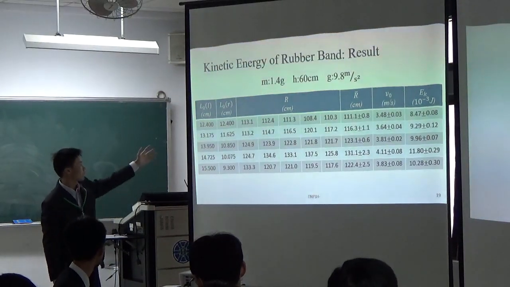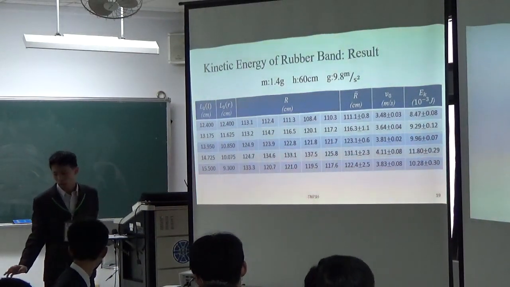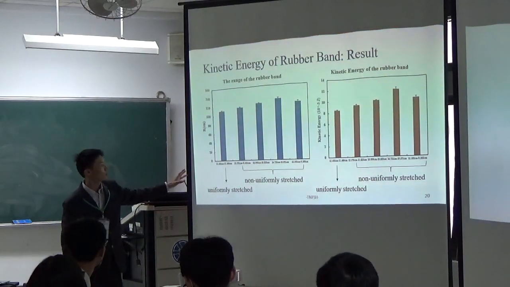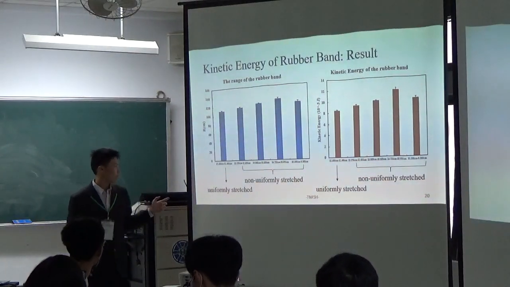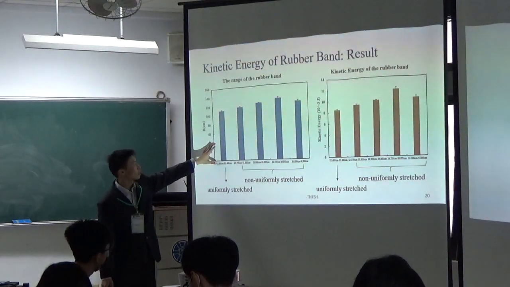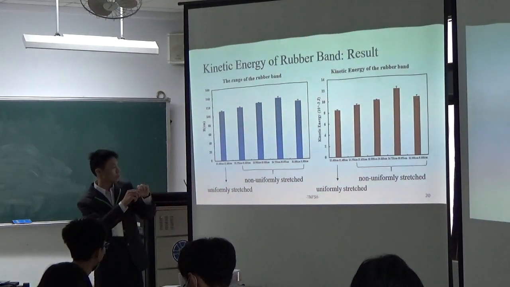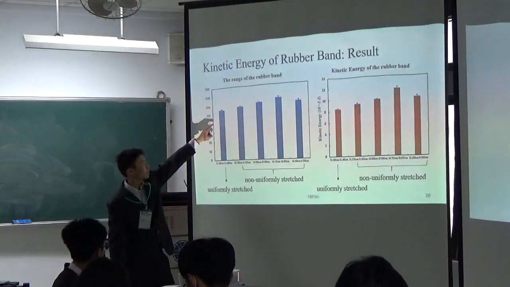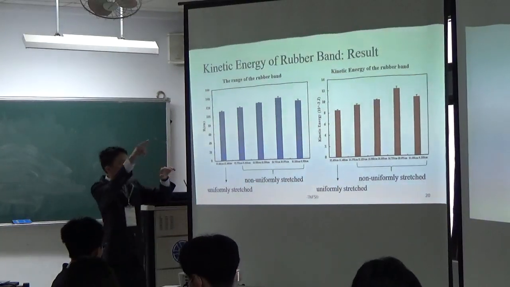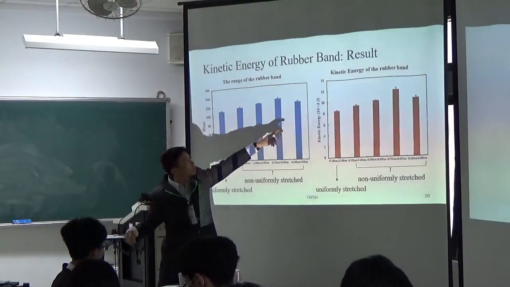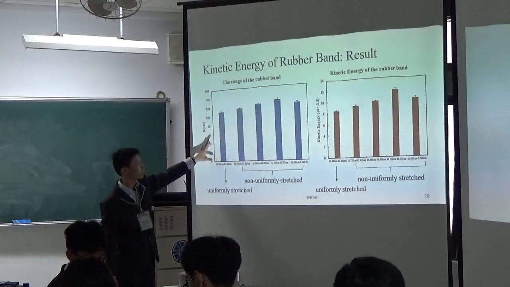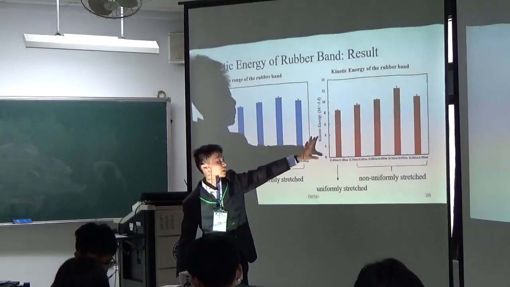And here's our experimental result, and we draw it as a graph. So we can see that the first is uniformly stretched, and when we have non-uniformly stretched, the range just increases. But in some part, it will reach a peak, and it starts to decrease. So this is the range, and we can calculate our kinetic energy.